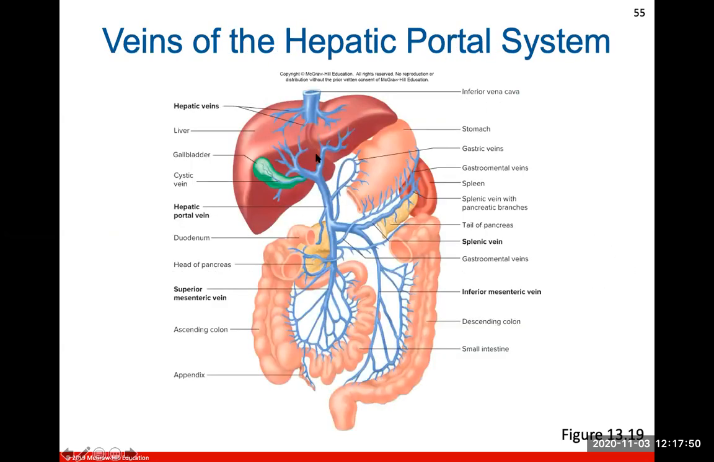So what it's doing is draining blood from the liver after it's been cleaned out or processed. Your liver is your body's detoxification mechanism, detoxing all the blood. So these major veins will drain blood from the liver and bring it back to the inferior vena cava.